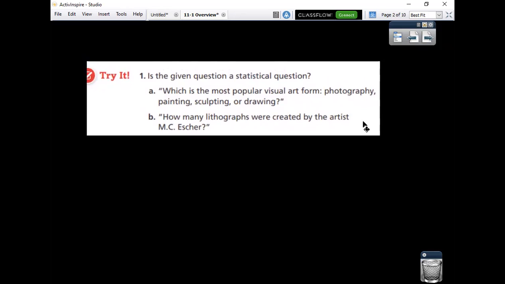All right. So which of these are a statistical question? Which is the most popular visual art form? Photography, painting, sculpting, or drawing? That's going to give you something you can collect data about and then draw conclusions. Or part B, how many lithographs were created by the artist M.C. Escher? Well, the second one is just an answer, a single number answers that. So that's not a statistical question. The first one would be.